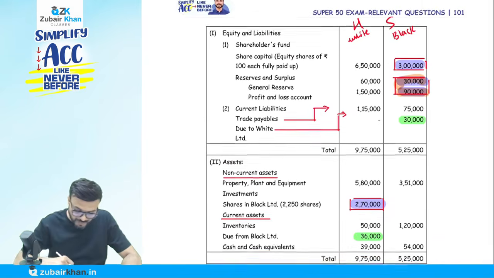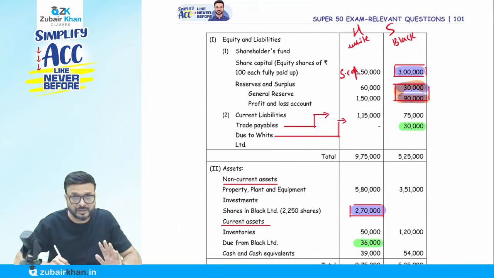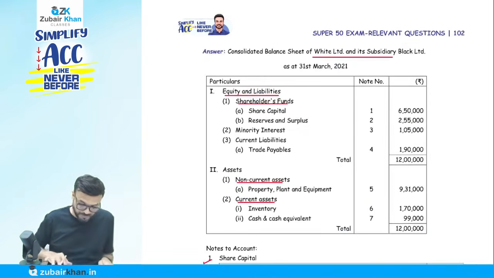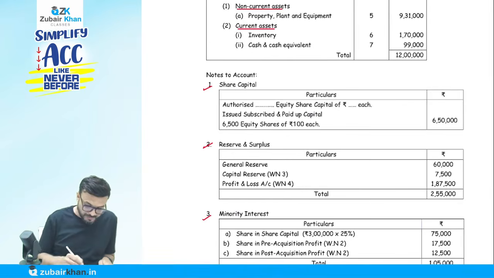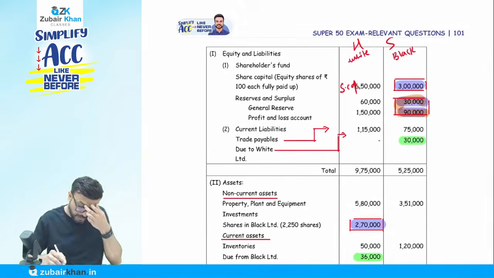So the first item we have is 6,50,000 share capital. That is 6,500 shares of rupees 100 each. Remember these figures are dangerous: capital, reserve and surplus, subsidiary company, investment we have done. So 6,50,000 goes to share capital, note number one, 6,500 shares of rupees 100 each. How much is it coming? 6,50,000.